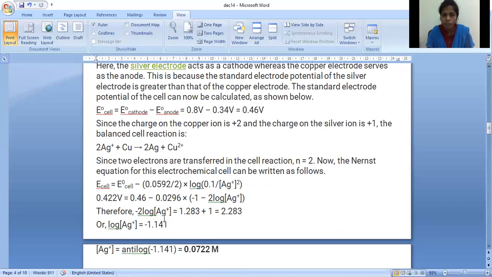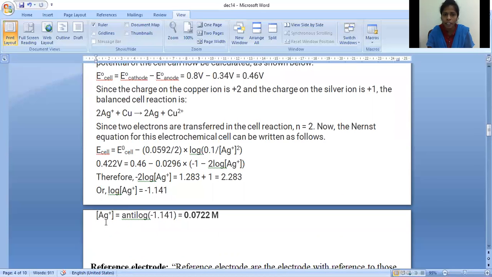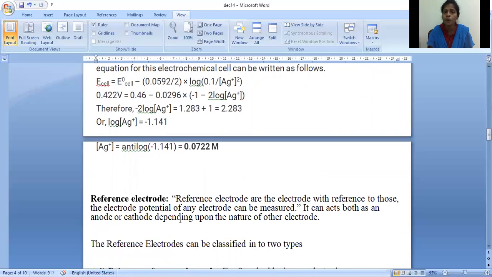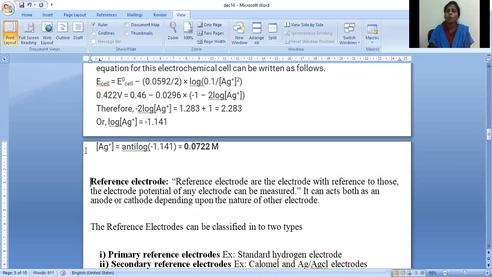So therefore, we got this value finally. So finally we can find the Ag plus concentration is anti-log of this value. So after calculating the anti-log value, we will get 0.0722. Yes. So this is the numericals on Nernst equation. So let us move on to the next topic, that is reference electrode.